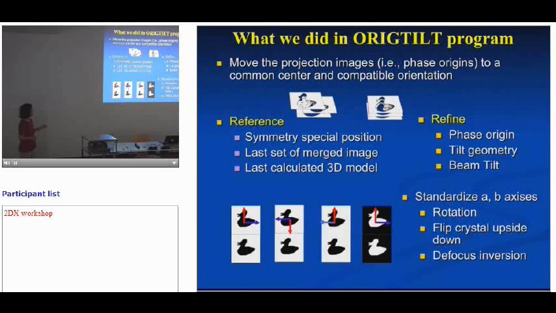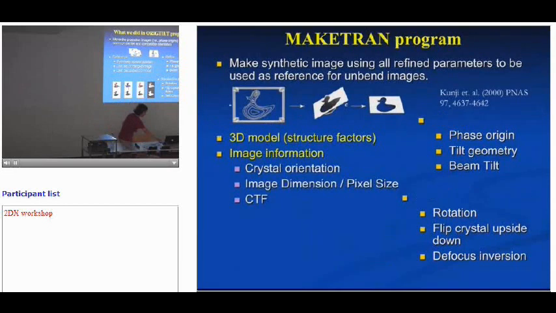And we were trying to refine the phase origin and tilt geometry, the tilt angle, and at that point we also try to standardize our A and B values, and the B axis. MakeTrain does it the other way around.